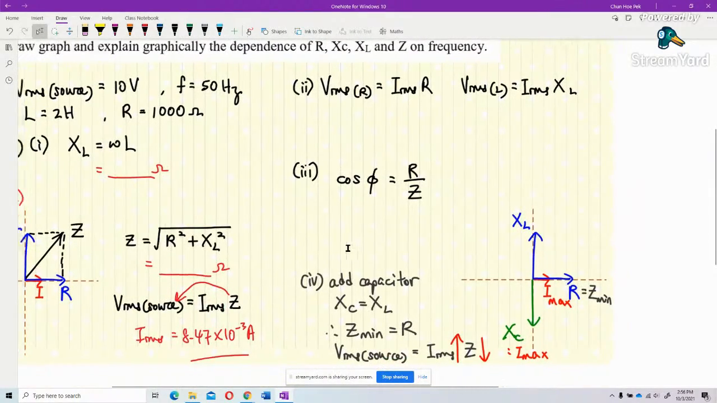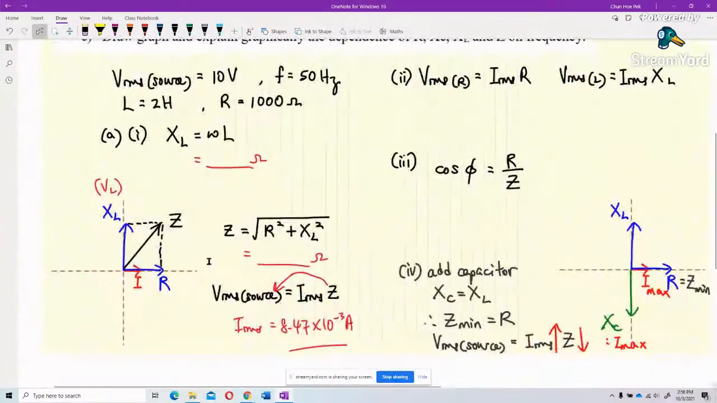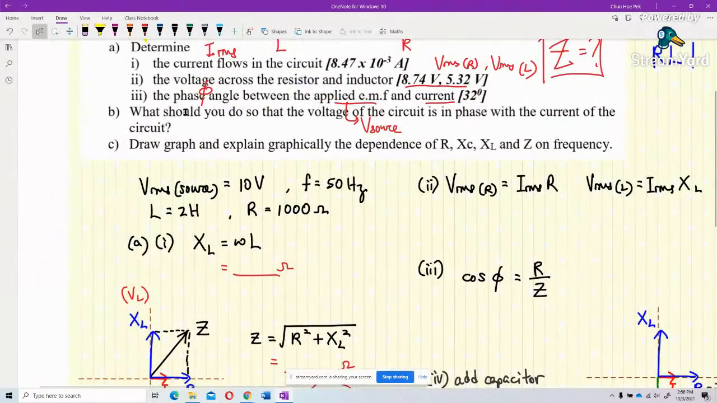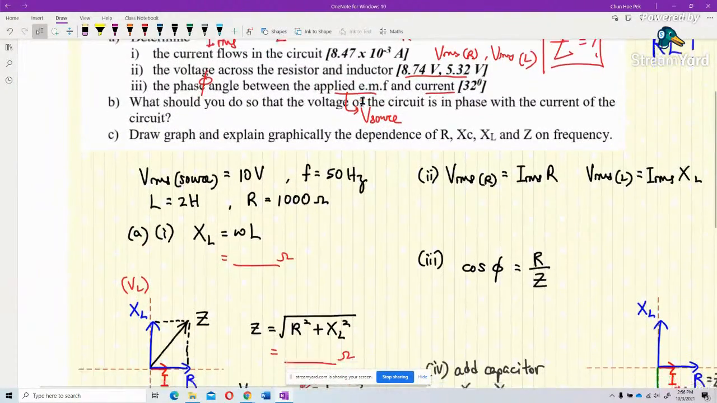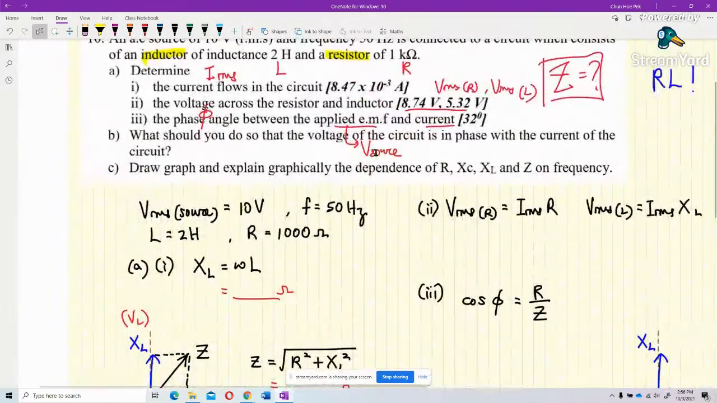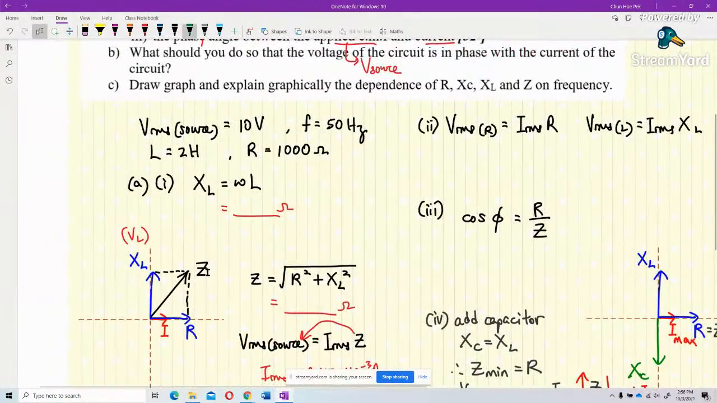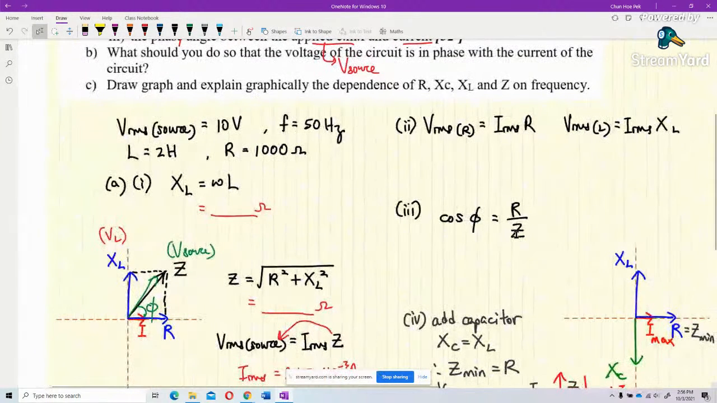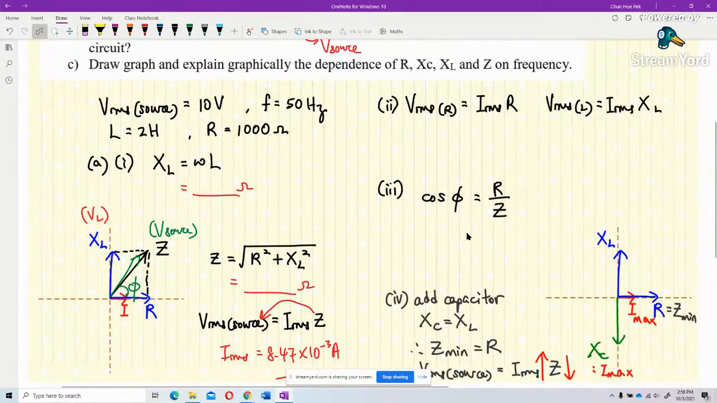Phase angle between them. So V source is with Z. This is the current over here. So V source over here. So this is the phase angle phi. So for phi, just use this equation: R over Z, and then you get the phi. Understand? Get your phi. Very easy.